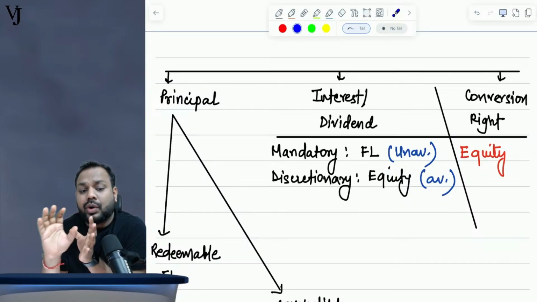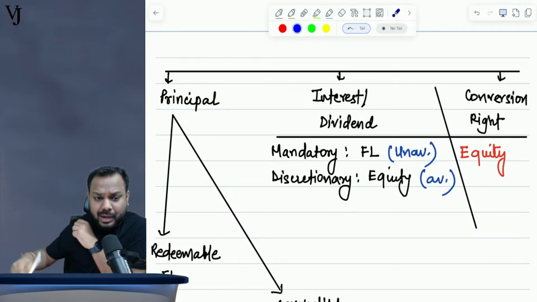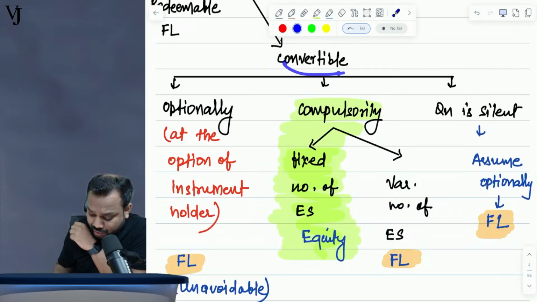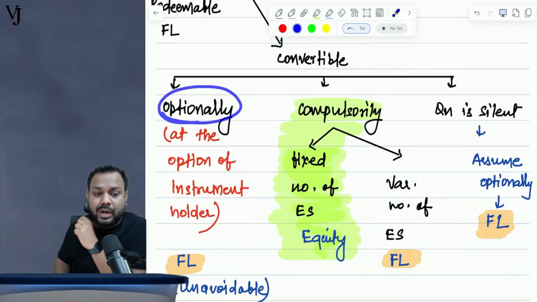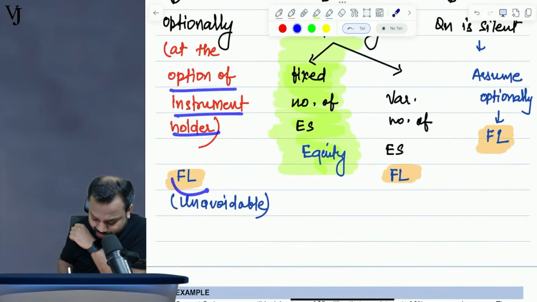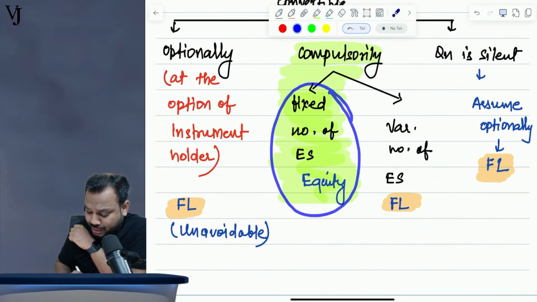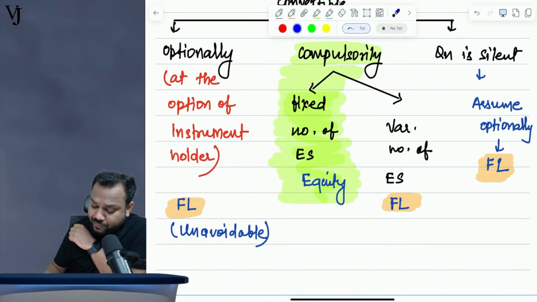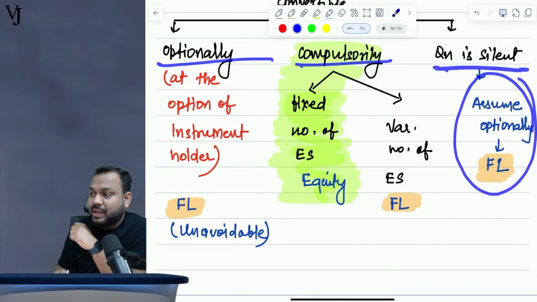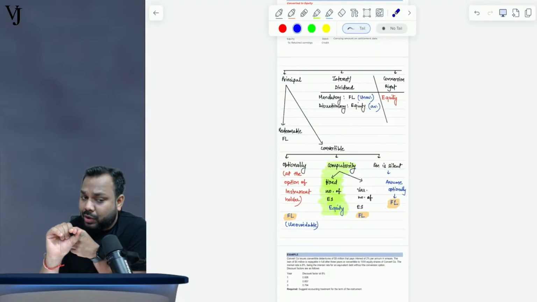We are not required to focus on the legal form. We are required to focus on the substance of the contract. Now, principal, if it is redeemable, it is a financial liability. If it is convertible, then we have to see if it is optionally convertible. If it is optionally convertible at the option of the instrument holder, then it becomes a financial liability. If it is compulsorily convertible to a fixed number of equity shares, it is equity; to a variable number of equity shares, financial liability. If the question is silent whether it is compulsorily or optionally convertible, then we assume it to be a financial liability. Now, to summarize, conversion right is always equity.